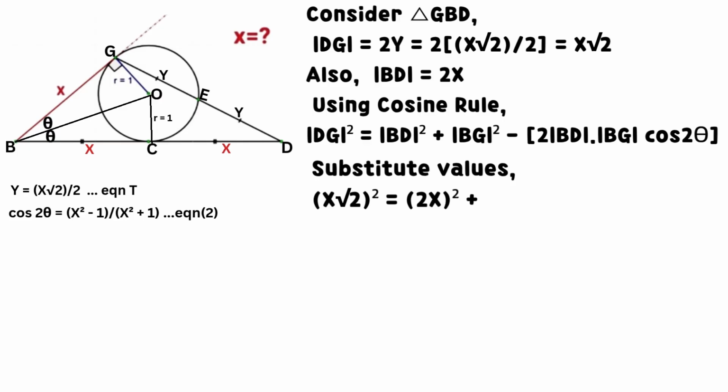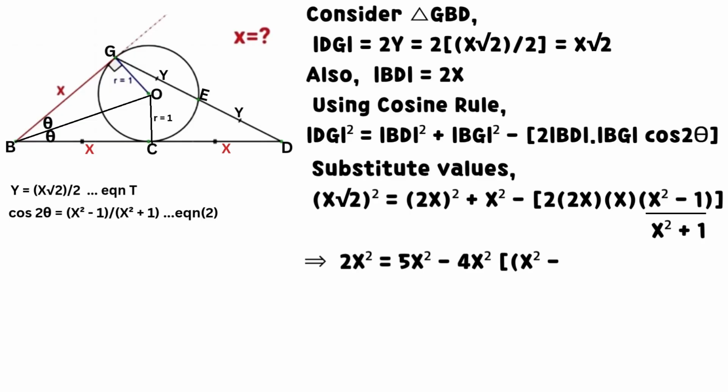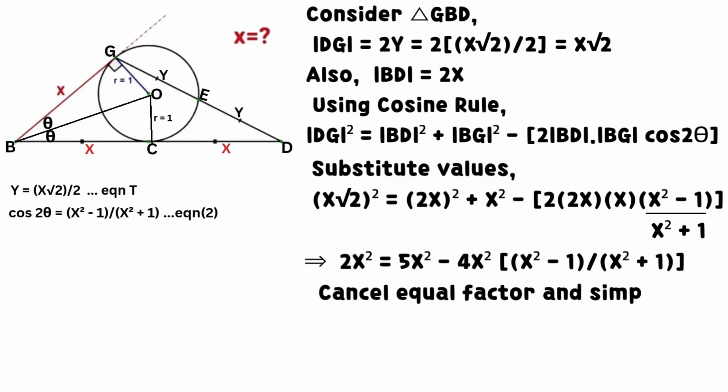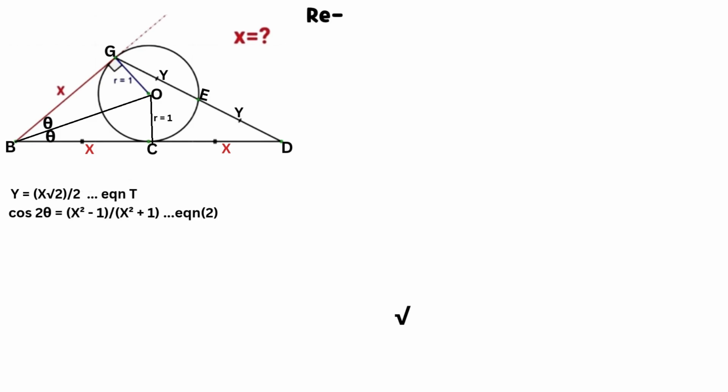Substitute values. That is, the square of, in brackets, x times the square root of 2, close bracket, equals the sum of the square of 2 times x and the square of x minus 2 times the product of 2 times x and x, multiplied by the square of x minus 1, all divided by the square of x plus 1. Simplify, cancel equal factors from both sides of the equation, and simplify further. This implies that 2 equals 5 minus 4 times the square of x minus 1, all divided by the square of x plus 1.